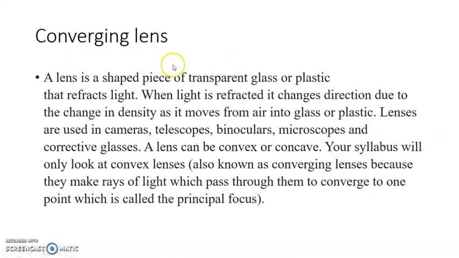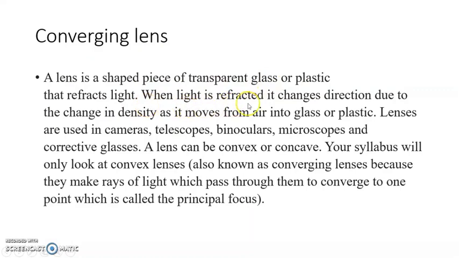Now, converging lens. Okay, we've got 2 types of lens in physics. We've got what we call converging lens, also known as convex lens. Then we've got diverging lens. So your syllabus covers converging lens only. Okay, so you have to know these converging lens, which are otherwise known as convex lens. Now, a lens is a shaped piece of transparent glass or plastic that refracts light. Yeah, it's usually made of glass, okay?